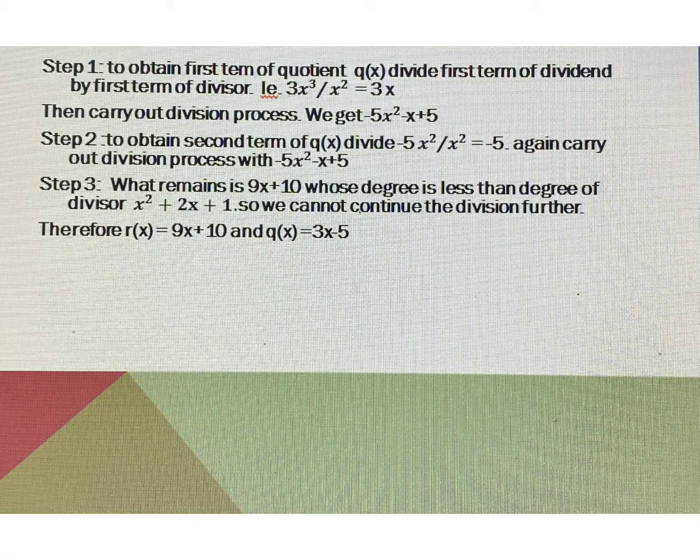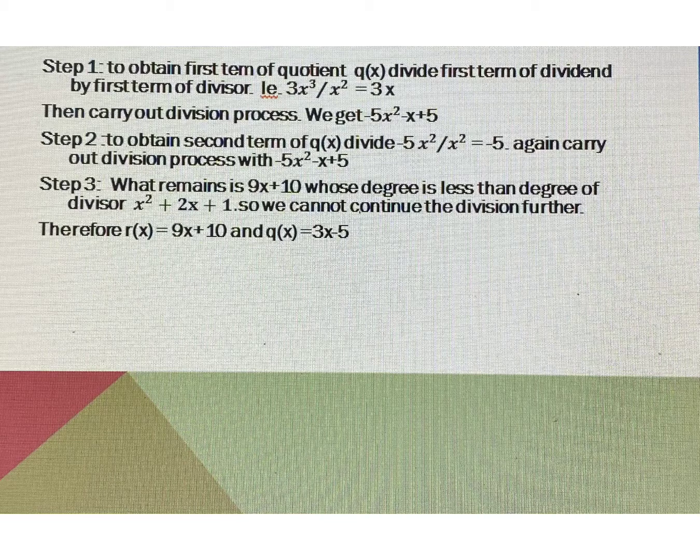Now the next step is to obtain the first term of the quotient q of x. We have to divide first term of the dividend by first term of the divisor, that is 3x cubed by x square. We will get 3x. Then we have to carry out the division process, which we will see in the next slide. When we'll carry out the division process, we will get minus 5x square minus x plus 5.